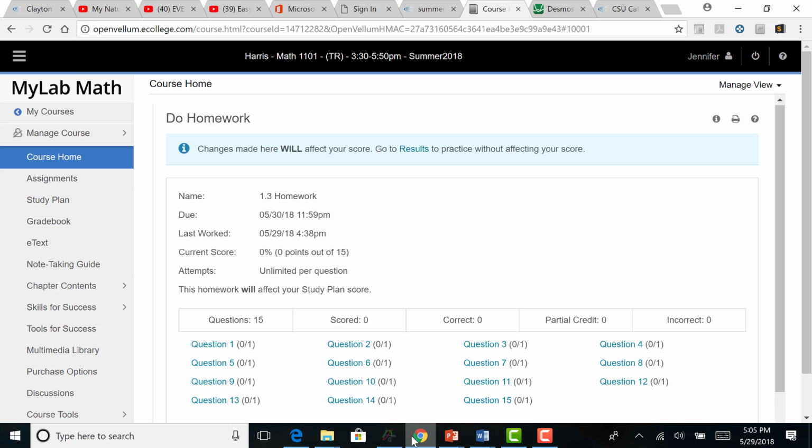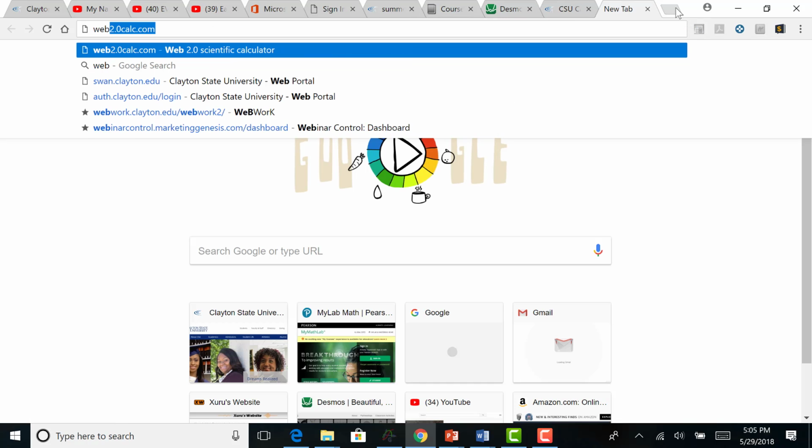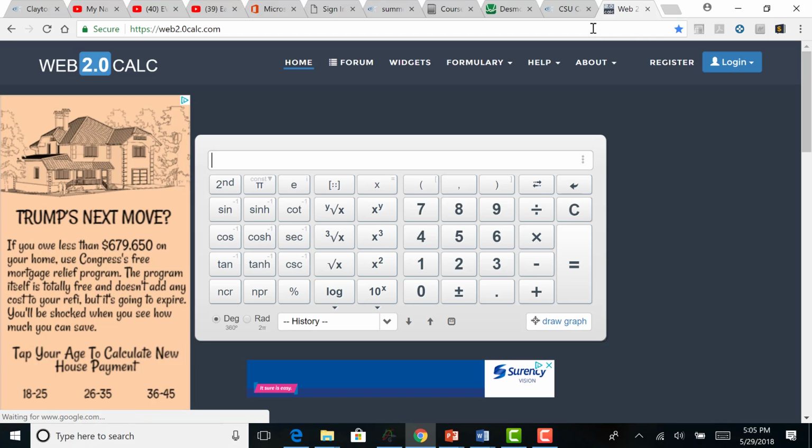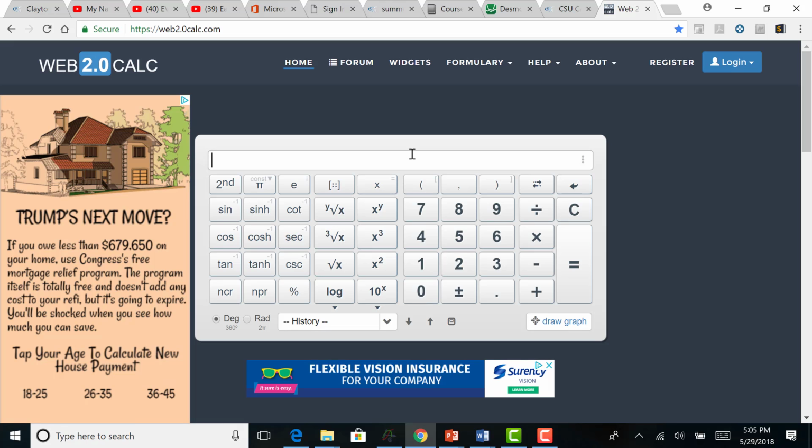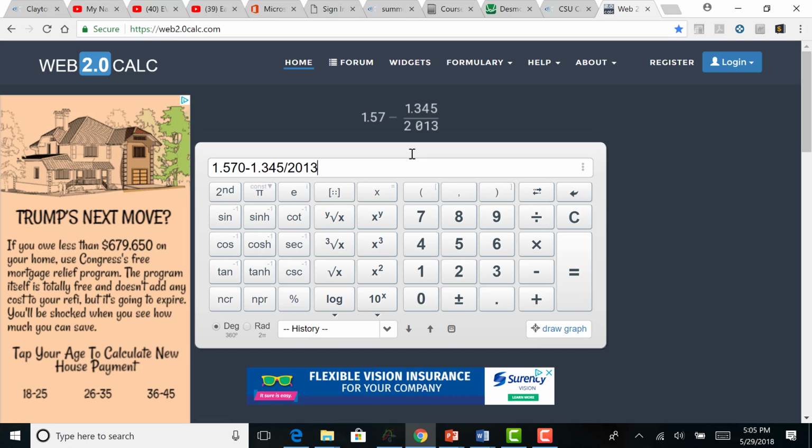Let me go to my calculator on screen so you can see it for yourself. Here is the calculator that I use on screen that you guys can have. It's called web2.0calc.com, and you don't have to download anything. You just type whatever you want to type in here. Somebody read that to me. 1.570 minus 1.345 divided by 2013. Okay, I gotta retype this right because it's not right.